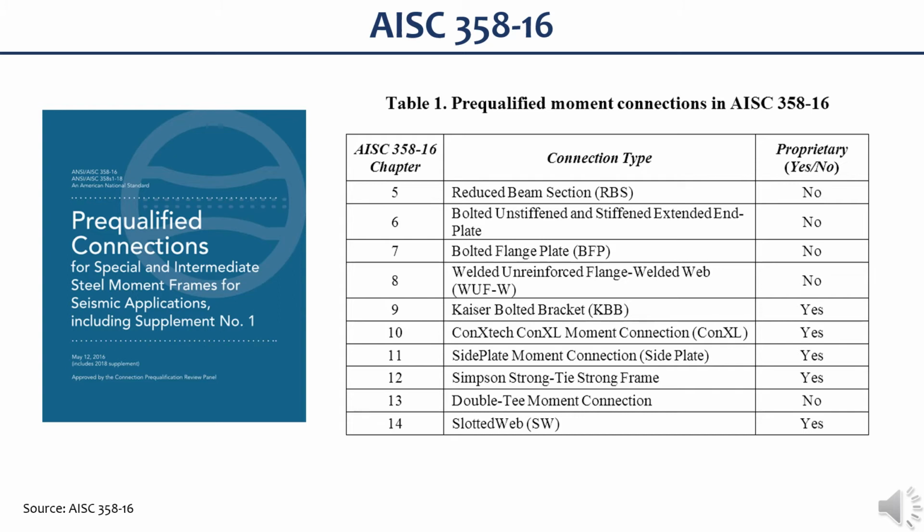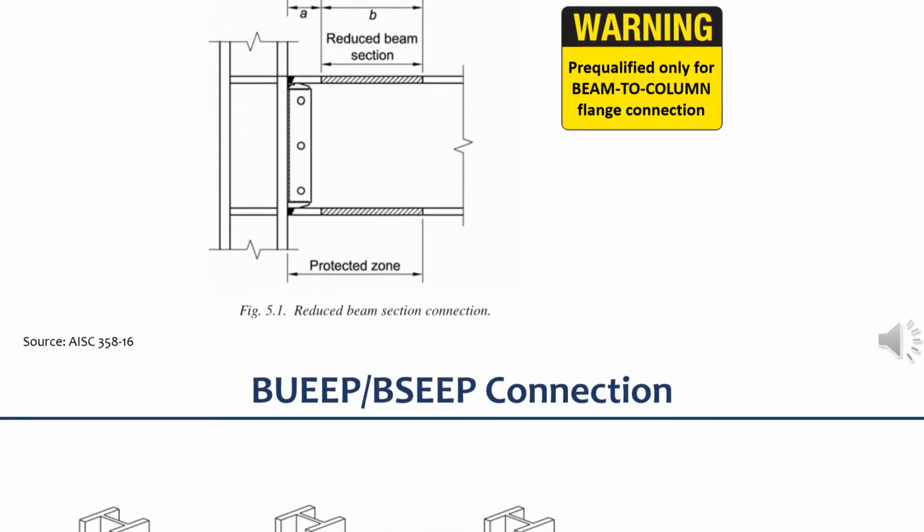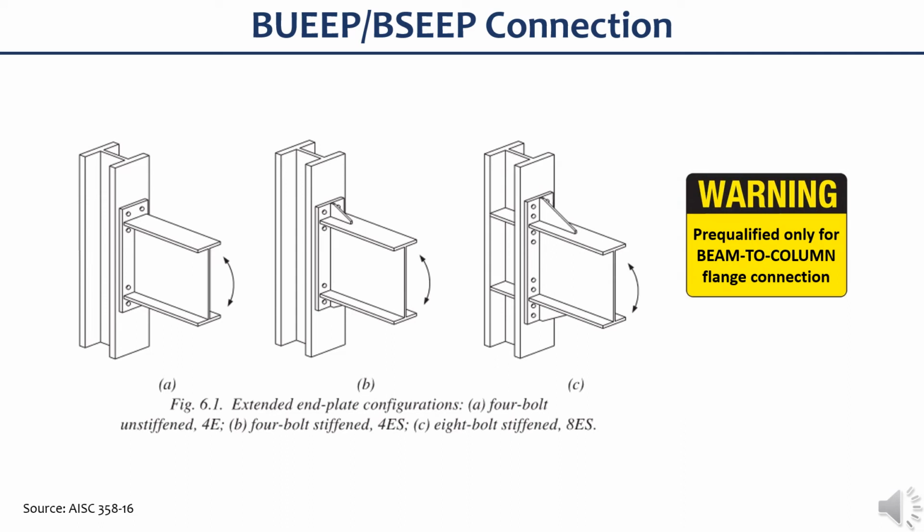Now, in this presentation, two different pre-qualified connections will be described in detail. The slide shows a reduced beam section, or commonly known as the dog bone connection. Please note that RBS is only pre-qualified for beams that are connected to the column flange and not to the column web. This one is a bolted extended end plate connection, and you have the option to use the unstiffened for lower moment demand and stiffened for higher moment demand. Please note that these are pre-qualified for beams that are connected to the column flange and not to the column web.